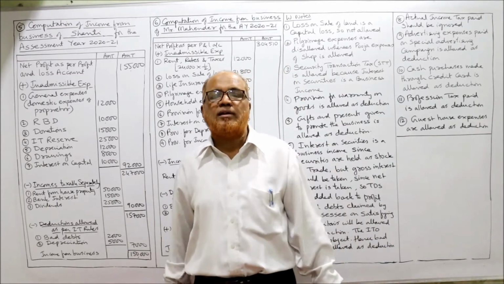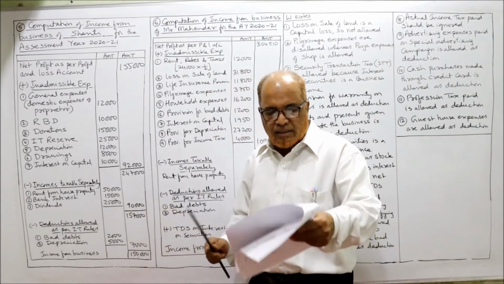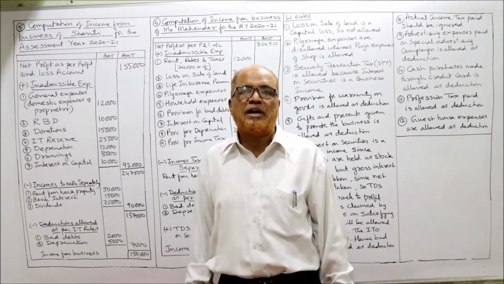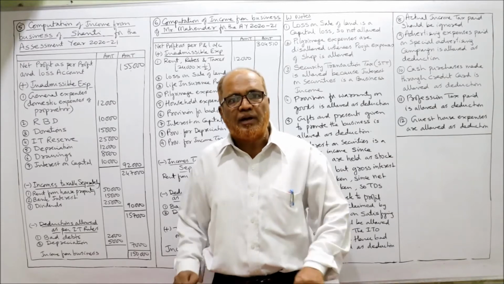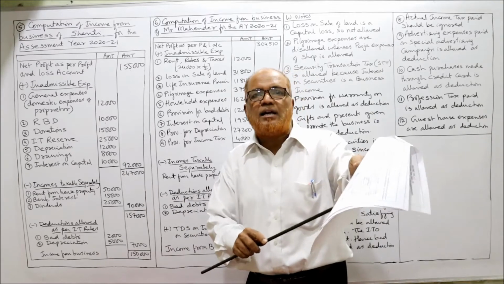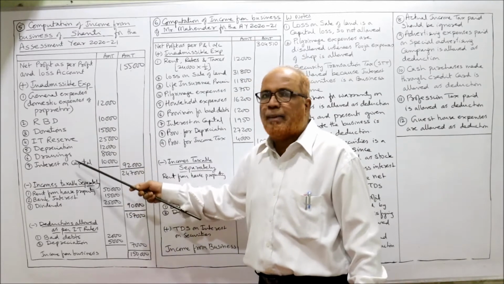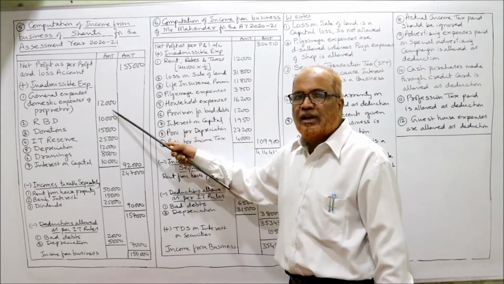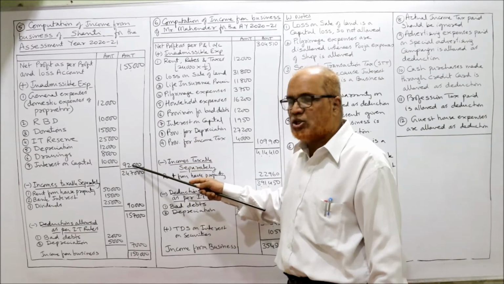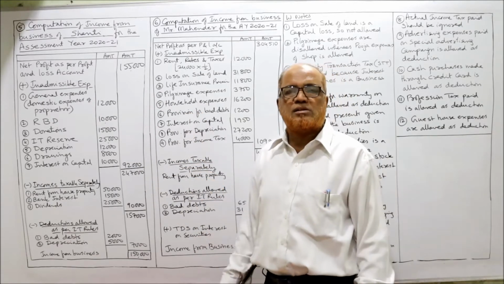Next comes drawings. It is not an expenditure, disallowed. Then next comes interest on capital. It is not an expenditure, it's a notional expenditure. Disallowed. Over all the debit side items we have seen, we have added back the inadmissible items. So take the total of inadmissible expenses, it comes to 92,000. Now add up 1,55,000 plus 92,000, 2,47,000.